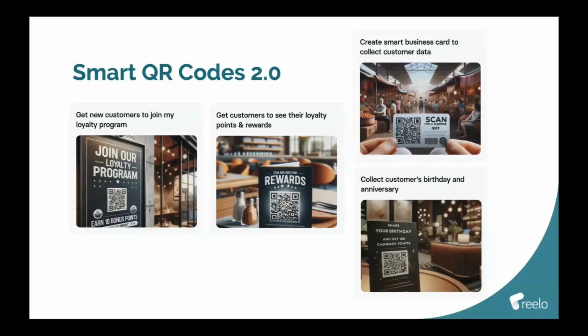Right. So again, like I said, there are three different objectives that we are looking at to solve with this new QR code 2.0 update. Getting the customers to join the loyalty program, getting customers to see the loyalty program and rewards, creating business cards, and then collecting customers' profile completion, birthday and anniversary data. Let's quickly jump into the product and see how it's done in real time.